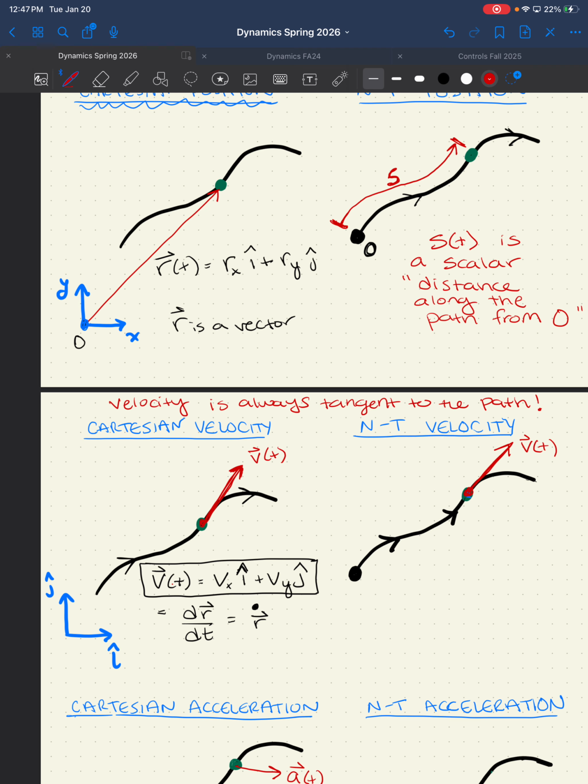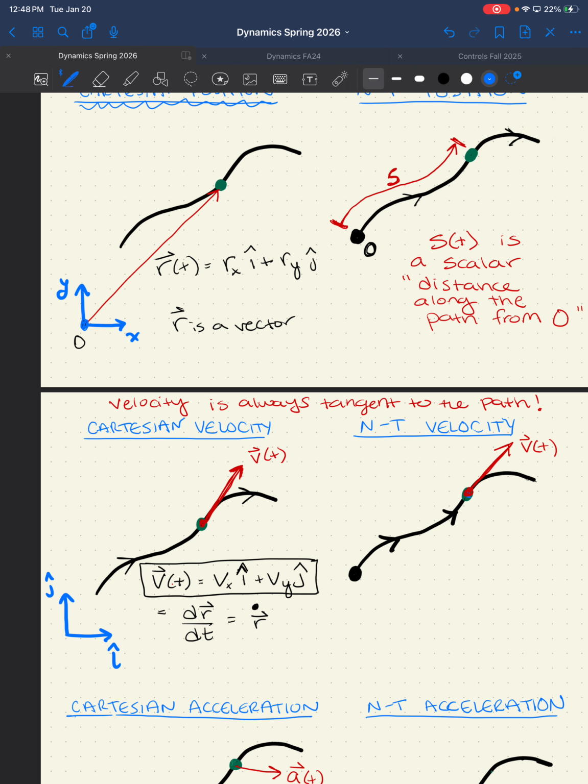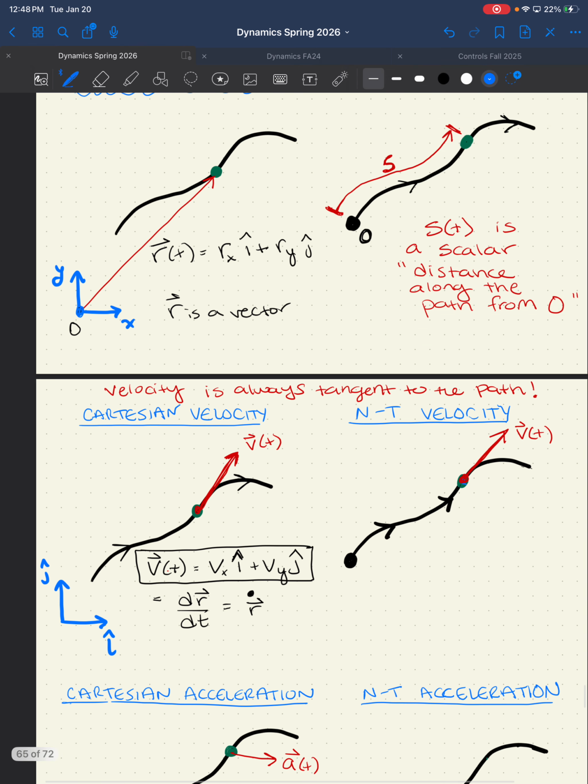Let's go ahead and draw our NT coordinates on the right-hand side. So I know that my tangential coordinate is right here, u hat t. It's tangent to the path. What else is tangent to the path? Oh yeah, velocity. Oh, interesting. So they point in the exact same direction. Okay. All right, let's look at the curvature right here.